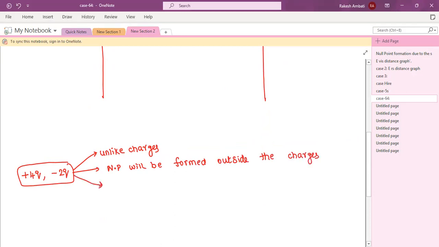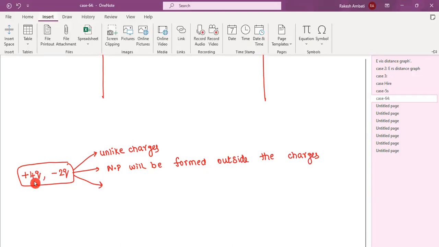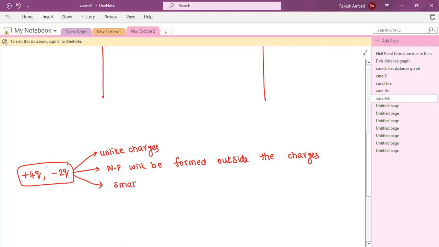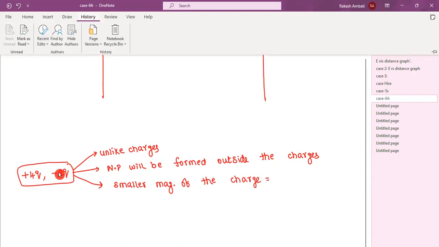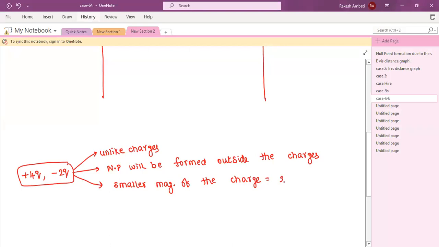Next, we have two charges given. One charge is plus 4q, so its magnitude is 4q. The second one is minus 2q, its magnitude is 2q. So what is the smaller magnitude of the charge? Listen once again. One charge has magnitude 4q, one has magnitude 2q. So the smaller magnitude charge is 2q.